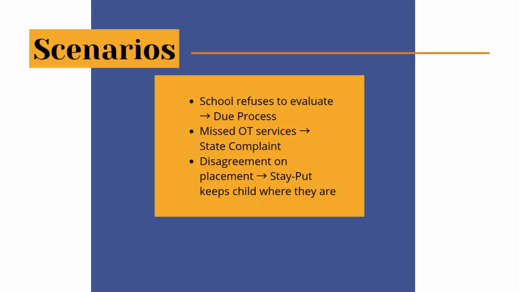Let's look at some examples. If the school refuses to evaluate your child, you might file for due process. If your child missed occupational therapy sessions, a state complaint might be the right path for you. If you disagree with the proposed placement, the stay put provision keeps your child where they are until the dispute is resolved. These scenarios show how different tools can be applied to real life situations.